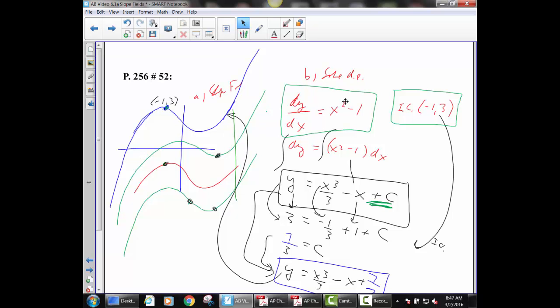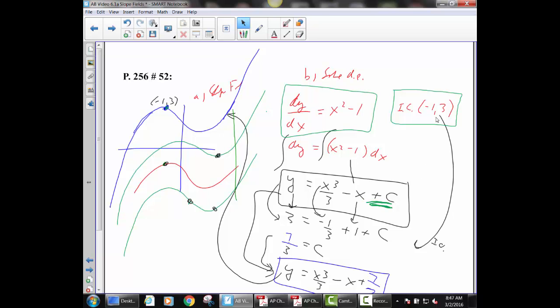Part B is actually solve the differential equation. So we're going to separate the variables. Remember, y is on one side, x is on the other. We're going to integrate both sides. The integral of 1 dy is y. The integral of x squared is x cubed over 3. The integral of negative 1 dx is negative x. Don't forget the plus c.